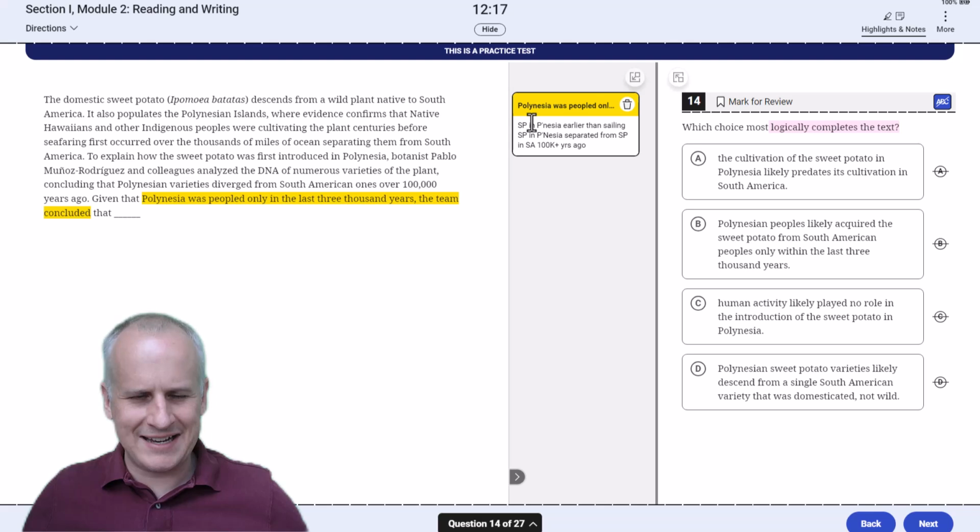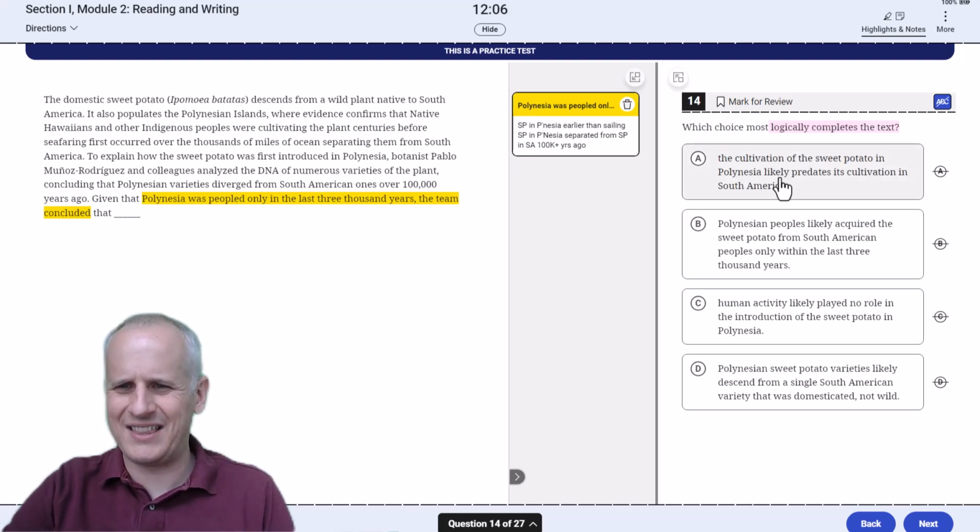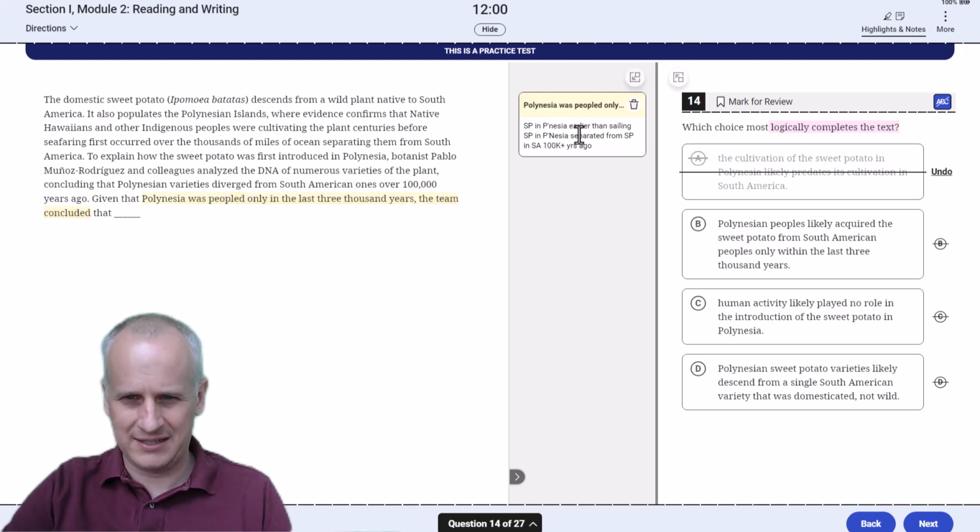Force the engagement. Because now we know, if we look at the final statement, that since Polynesia only got people in the last 3,000 years, that potato had to come before the people. So starting with choice A, the cultivation of the sweet potato in Polynesia likely predates its cultivation in South America. That's actually backwards. We know that it did separate from the South American potato, so that's out.